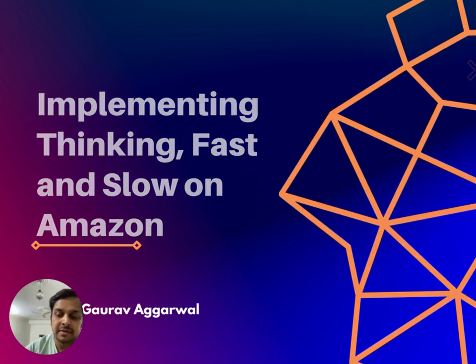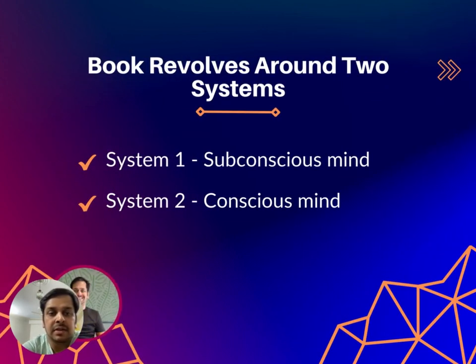So let's get started. In this book, the author talks about two systems, that is system one and system two. System one is the subconscious mind, and system two is the conscious mind. As we all know, our subconscious mind is something which is influenced by the conscious mind. It is just like: I have computed this thing and I will store it. From the next time onward, you don't have to compute it. This is how it works.